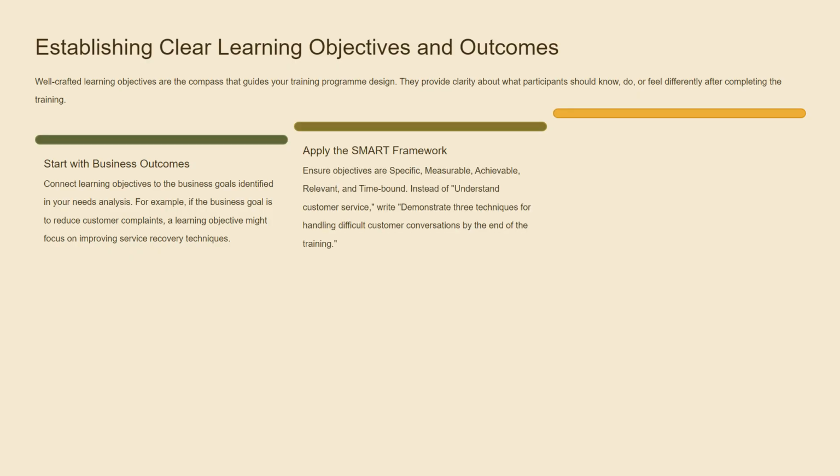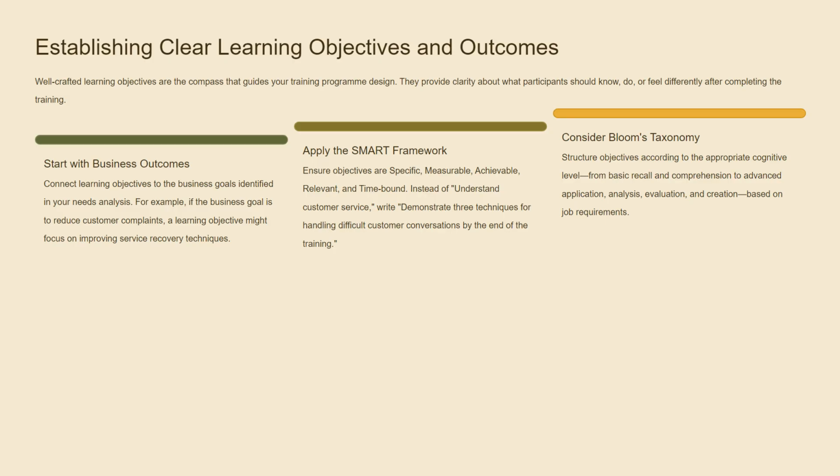Ensure objectives are specific, measurable, achievable, relevant, and time-bound. Instead of "understand customer service," write "demonstrate 3 techniques for handling difficult customer conversations by the end of the training." Consider Bloom's taxonomy. Structure objectives according to the appropriate cognitive level, from basic recall and comprehension to advanced application, analysis, evaluation, and creation based on job requirements.